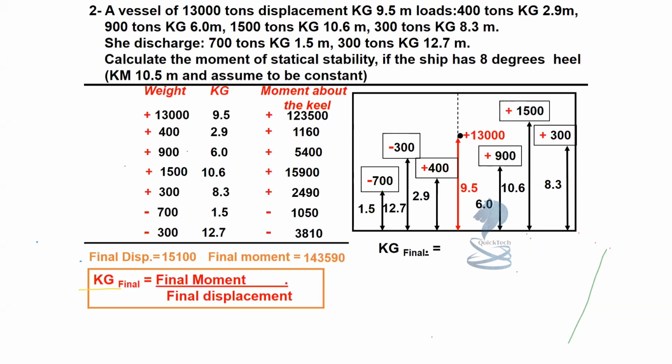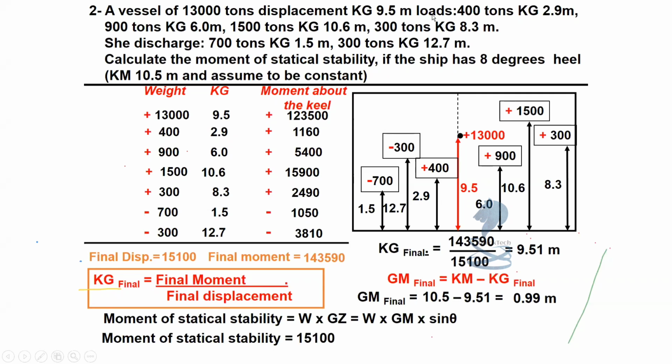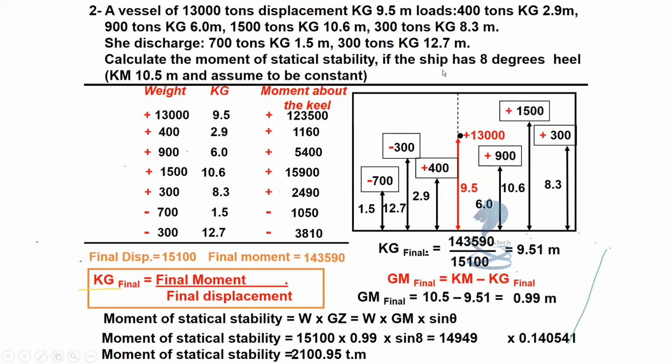be constant. So here in a similar way we calculate the moment of statical stability. So we find the final displacement, final moments, and then KG final with the formula of final moment by final displacement, that is we get a value of 9.5 meters. GM final is equal to KM minus KG final, hence GM final 0.99 meters. Moment of statical stability is equal to W into GZ, which is equal to W into GM into sine theta. By putting the value, we get the answer as 2100.95 tons meter.